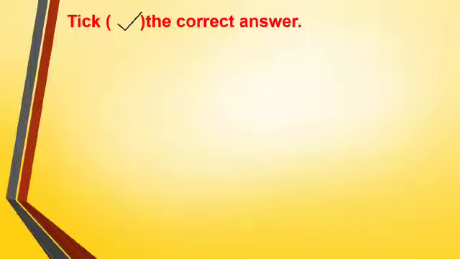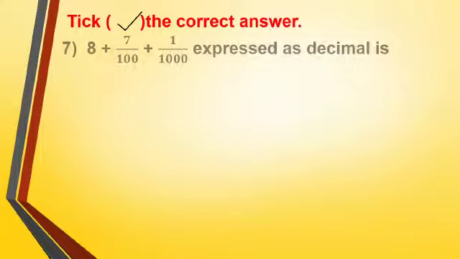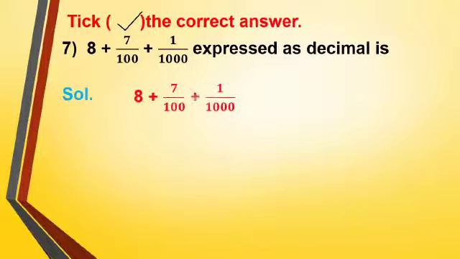Take the correct answer. Seventh question is: 8 plus 7 by 100 plus 1 by 1000 expressed as decimal is. Here expanded form is given. Now we have to convert it into decimal form.